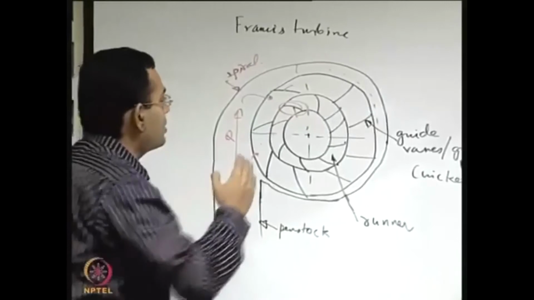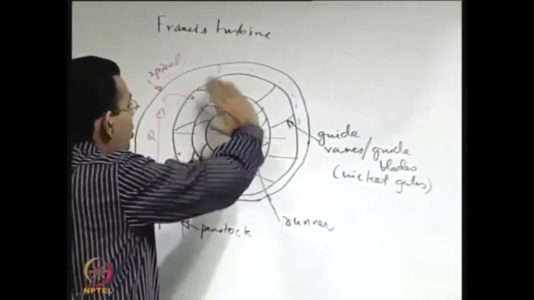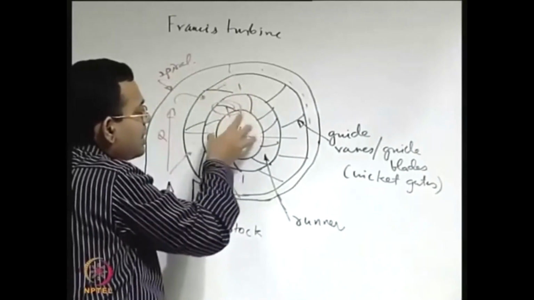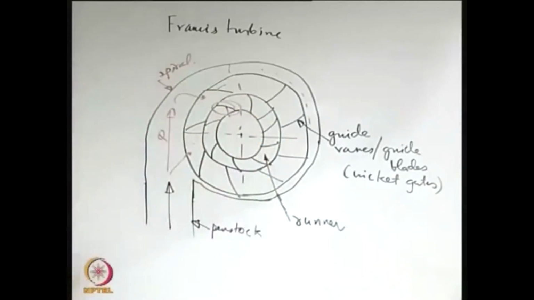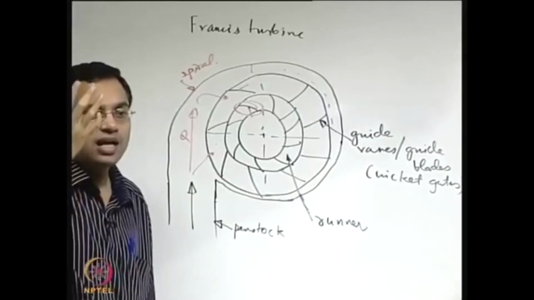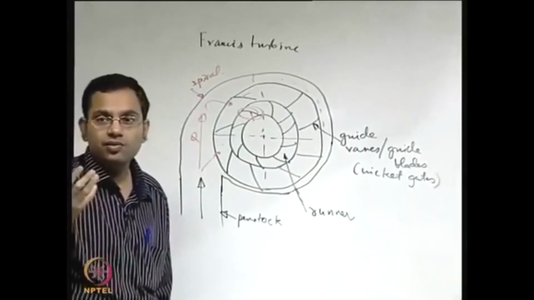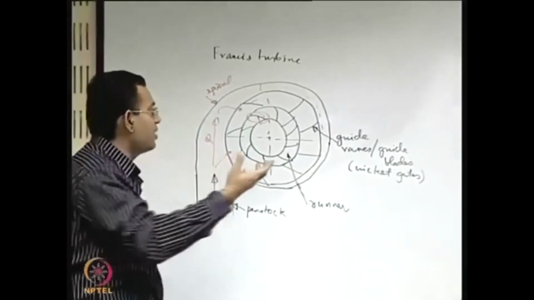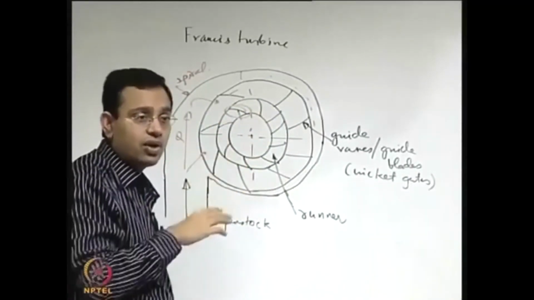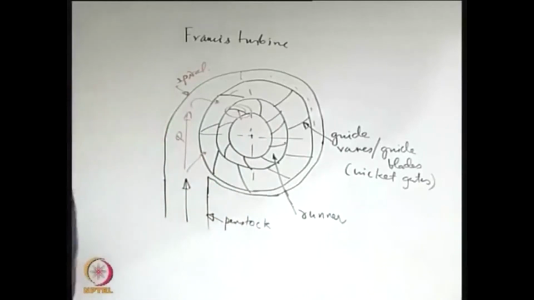Sometimes if these are fully closed, then you may have very little flow of water entering into the runner, and sometimes that is used for controlling the power output. Say there is a variation in the load. When the load is high, load means the demand of power, you will have more power that needs to be produced by the turbine, but when the load is low, you do not require that much power to be produced.